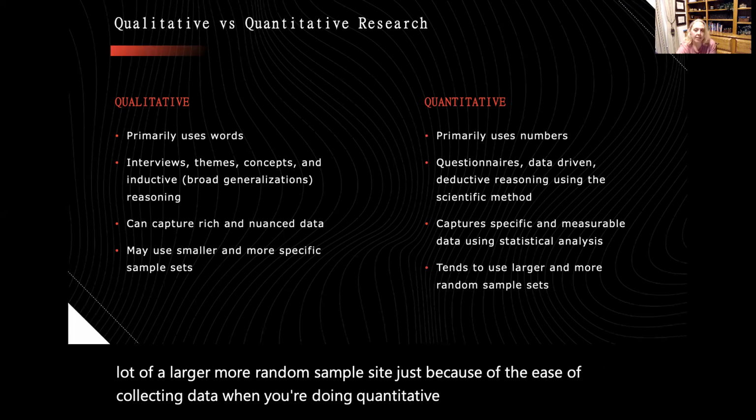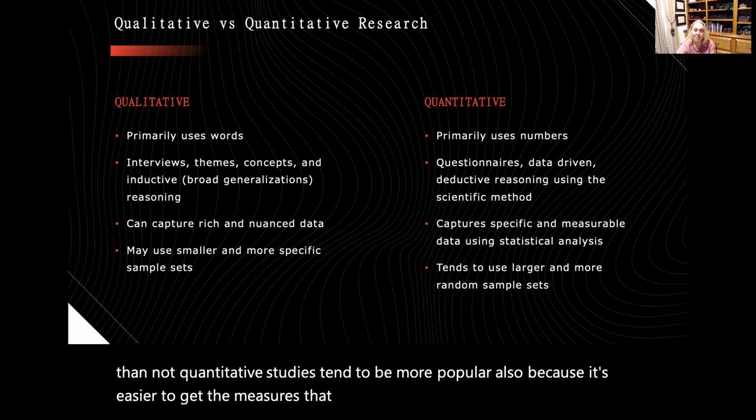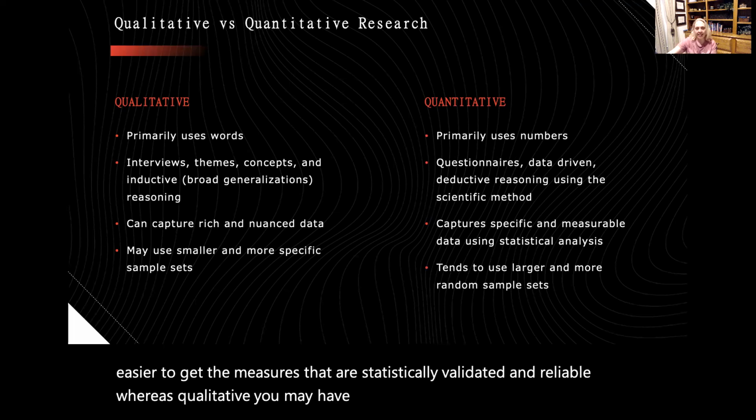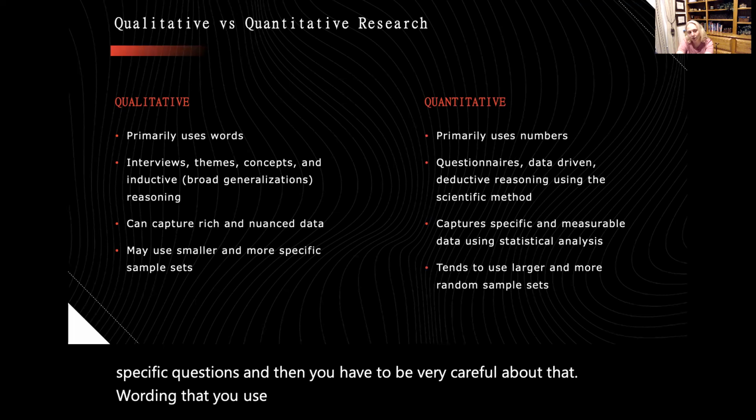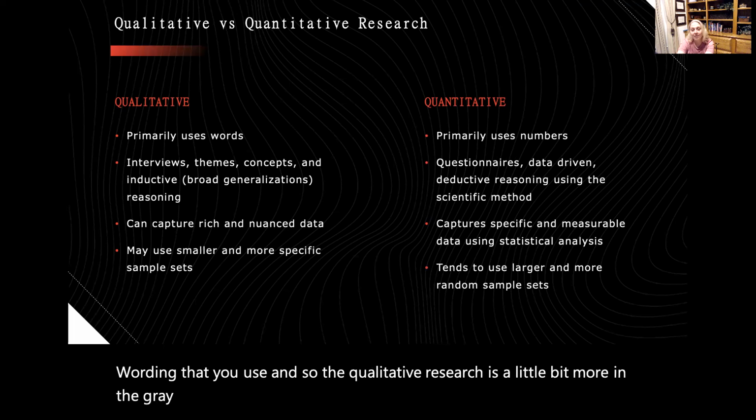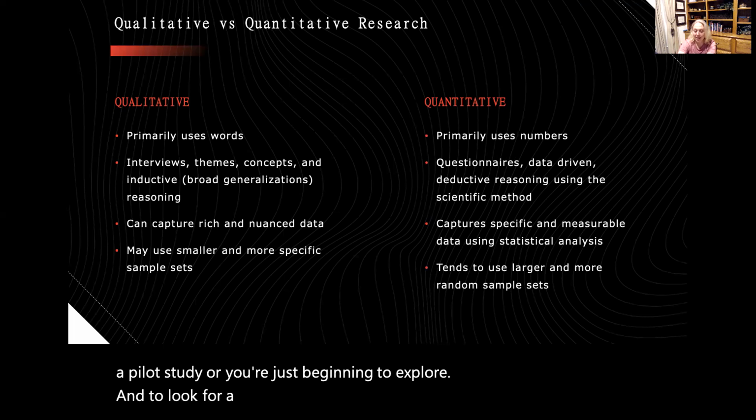So more often than not, quantitative studies tend to be more popular, also because it's easier to get the measures that are statistically validated and reliable, whereas qualitative, you may have to find studies that have asked very specific questions, and then you have to be very careful about the wording that you use. And so the qualitative research is a little bit more in the gray area, which sometimes has the richest information, especially if it's a pilot study or you're just beginning to explore, to look for a theory or look for information.